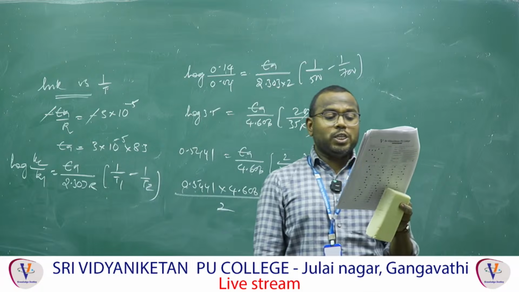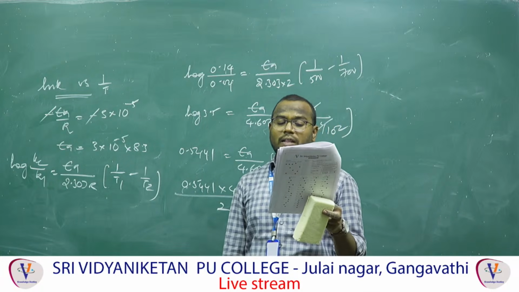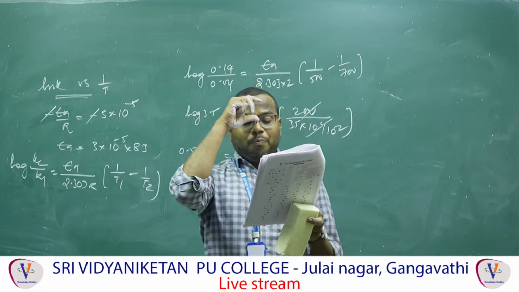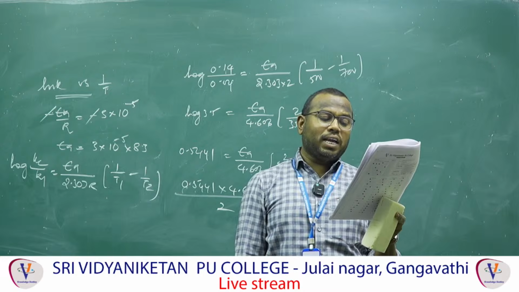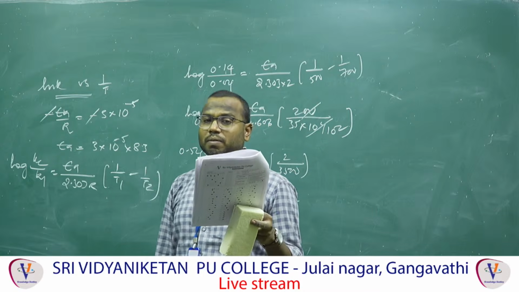74th question. Which one of the following statements related to lanthanoids is incorrect? Europium shows +2 state. Correct. Basicity decreases as the ionic radius decreases from praseodymium to lutetium.